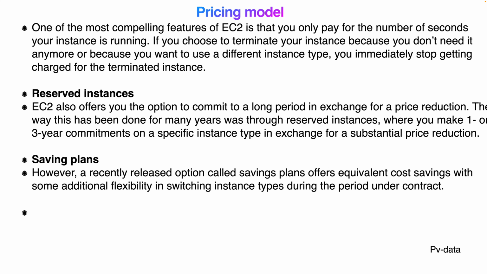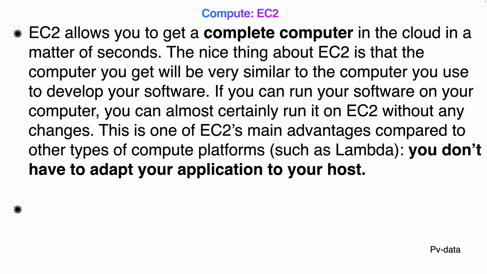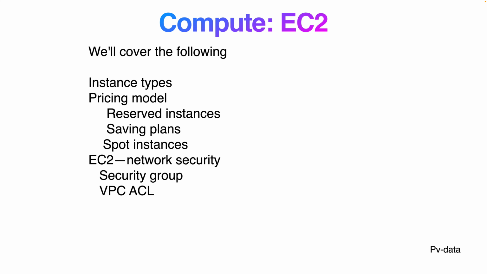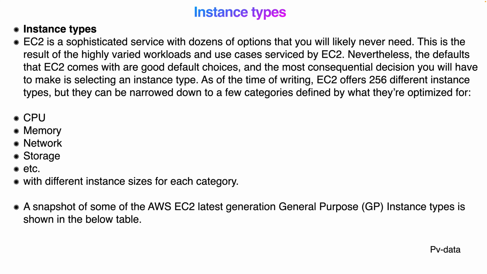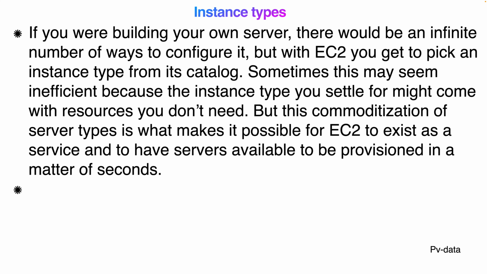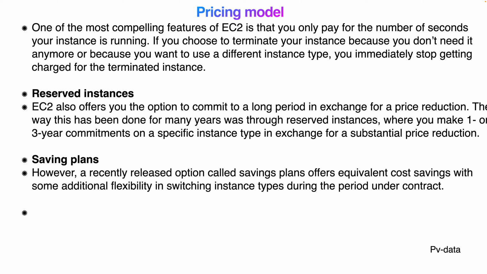Then there are different types of pricing models, which I discussed here: reserved, savings, and spot. So, let me go to the pricing model. One of the most compelling features of EC2 is that you only pay for the number of seconds your instance is running. So whatever seconds your instance is running, you only pay for that. If you choose to terminate your instance because you don't need it anymore, or because you want to use a different instance type, you immediately stop getting charged for the terminated instance.